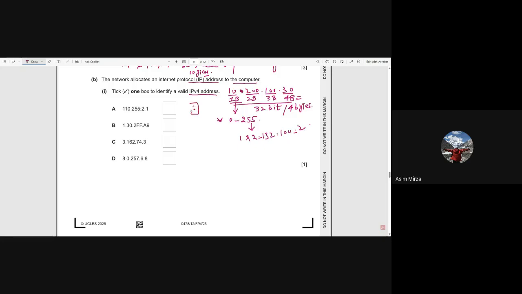That is not valid. So it says tick one box to identify. So I am not going to cross any of them. I just need to find out the correct one. So just to let you know, where is the error? That's why I'm writing this. Okay, the second one is 1.30.2FF. 2FF, this cannot be part of the IPv4. So that is wrong, absolutely wrong.